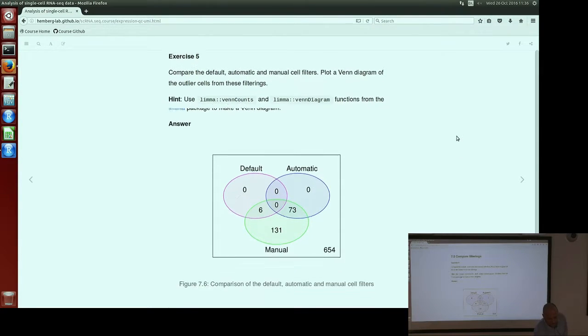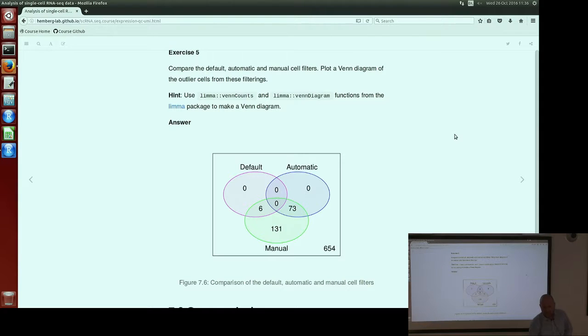And what we see is that our manual filter basically picked up all the cells that were picked up by the Scater default filters. Unfortunately, those filters do not overlap. But again, it's always a good idea to look at your data with your eyes and find out bad cells by yourself. And you can see that our filter is much stronger in this case.